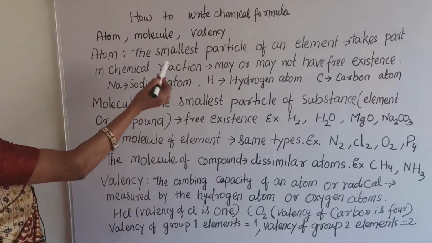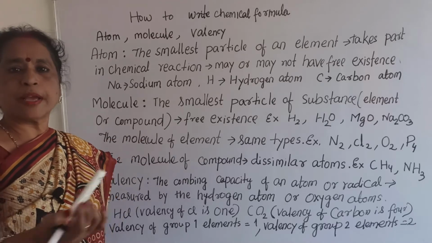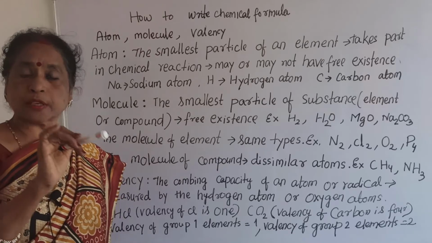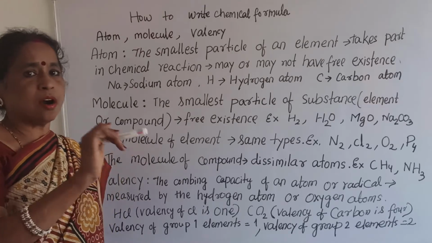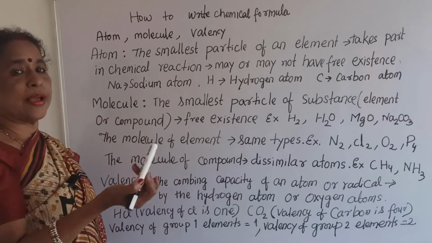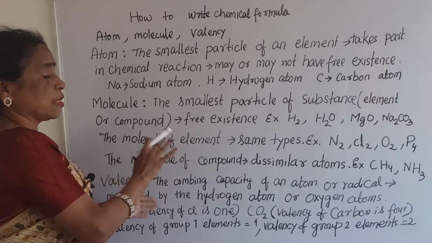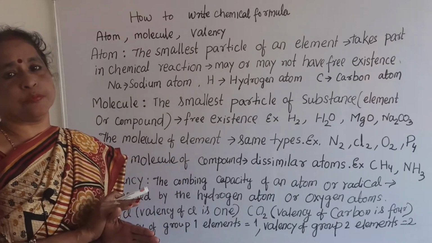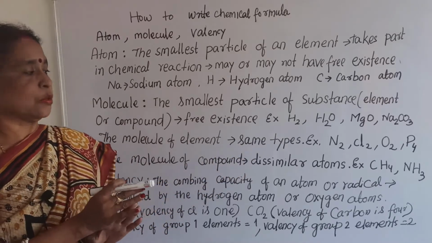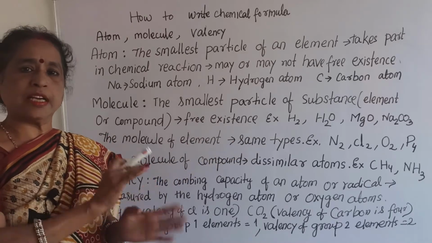Again see, what is the atom? That is the smallest particle that takes part in a chemical reaction. It may or may not have free existence. Molecule is the smallest particle of a substance. What is substance here? Element or compound, and that should have free existence. In the molecule of an element, the same type of atoms are present. And in molecules of a compound, dissimilar atoms should be present, just like I told CH4, carbon and hydrogen. Whereas for an element, just like nitrogen, N2, here only nitrogen is there.